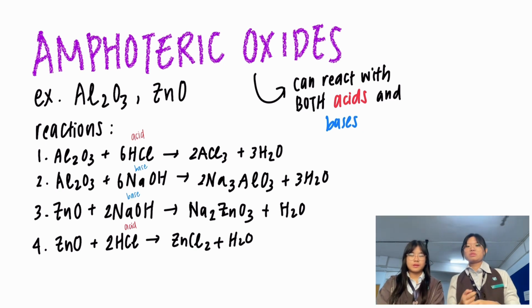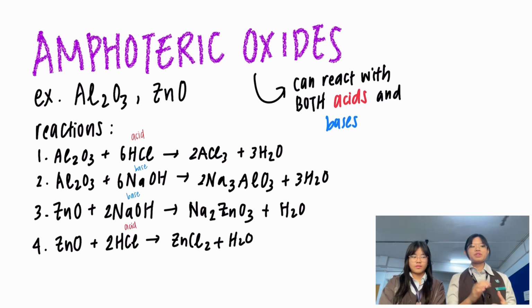We're going to be using sodium hydroxide as the base today. So Al2O3 plus 6NaOH will result with a product of 2Na3AlO3 plus 3H2O. For zinc oxide to react with a base, the same base which is sodium hydroxide, so zinc oxide plus 2NaOH will result in Na2ZnO2 plus H2O.